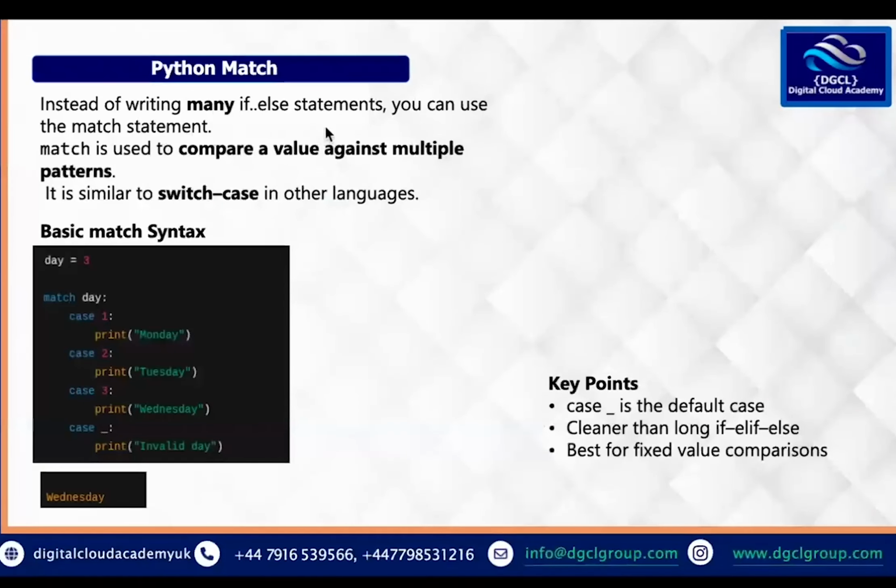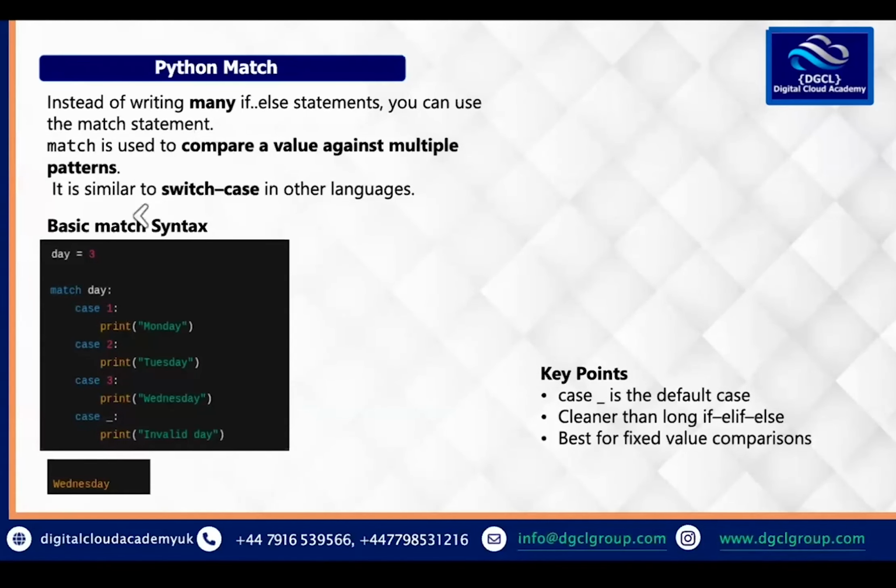So instead of writing many if else statements, you can use the match statement. Match is used to compare a value against multiple patterns. It is similar to switch case in other languages. So this is another method. We can use match instead of our if or else. So you can use case one print, case two print. So this is just another method. If you don't want to use if or else statements, you can use this Python match, and it's still the same condition.